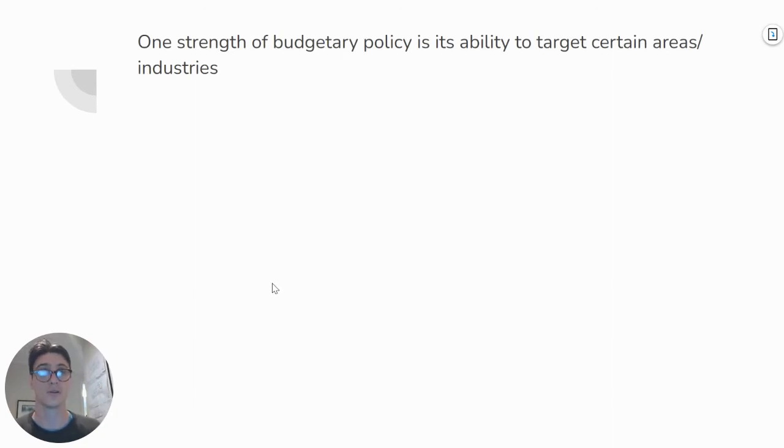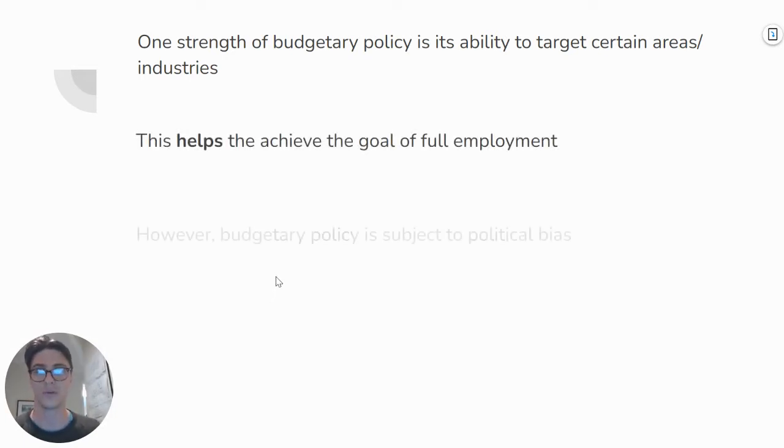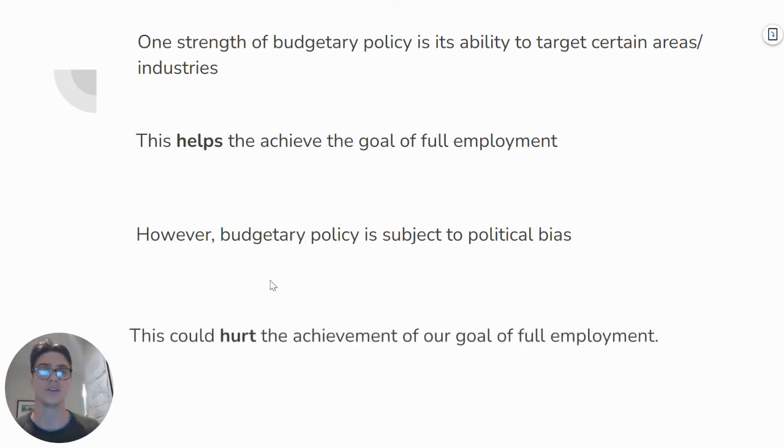One strength of budgetary policy is its ability to target certain areas or industries in the economy. This helps us to achieve the goal of full employment. However, budgetary policy is subject to political bias, which is the weakness, and this could hurt the achievement of our goal of full employment. So pause it, and I want you to think, how can you add to these 4 marks in order to make this a much better answer?